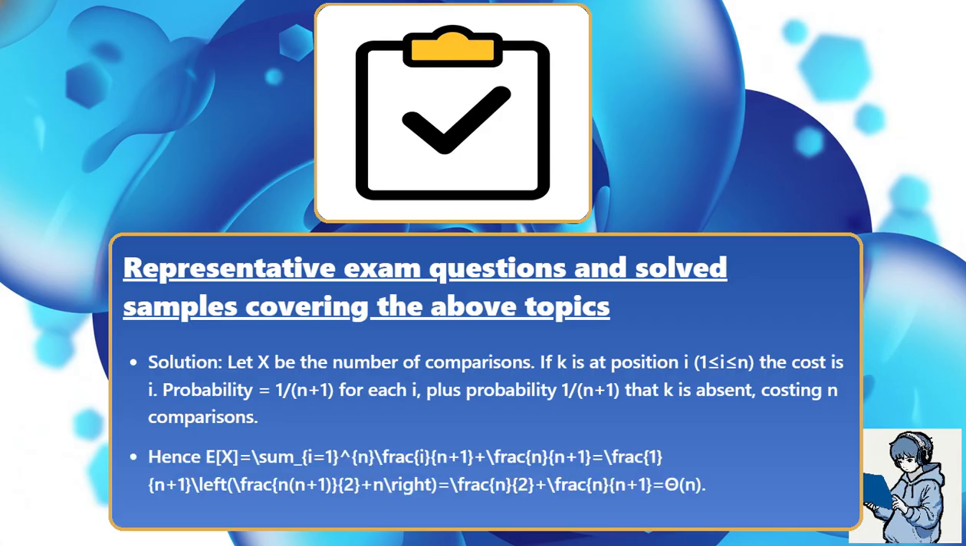Hence expected X equals the sum from i = 1 to n of i over n+1, plus n over n+1, which equals 1 over n+1 times (n(n+1)/2 + n), which equals n/2 + n/(n+1), which is theta of n.